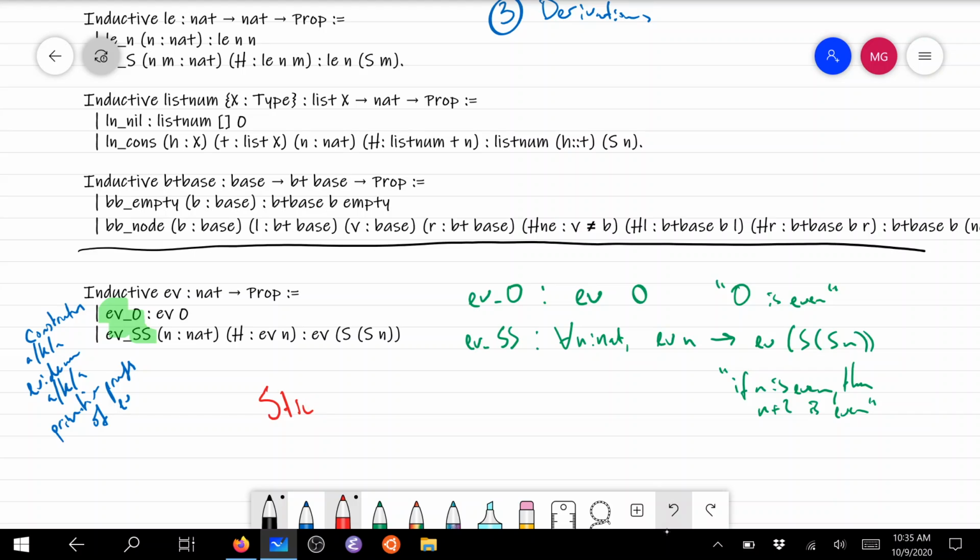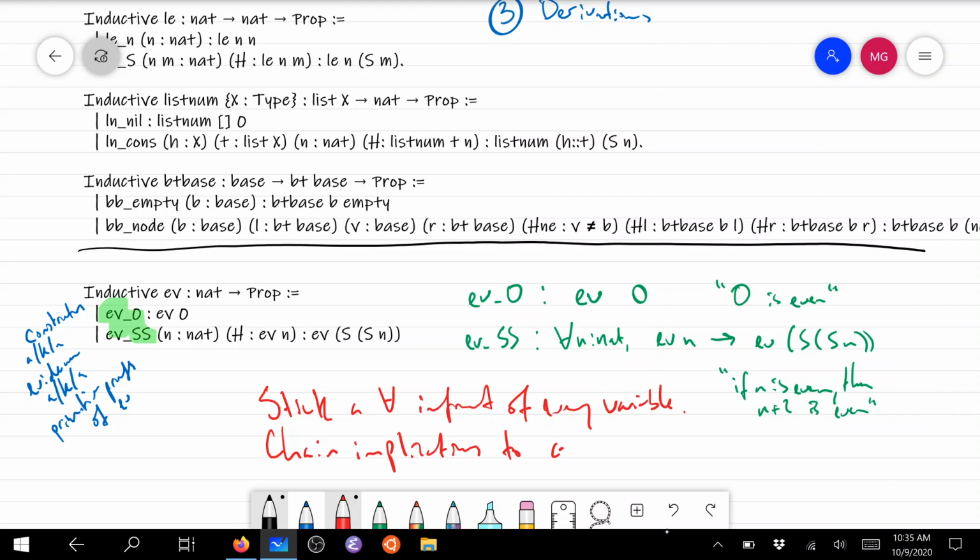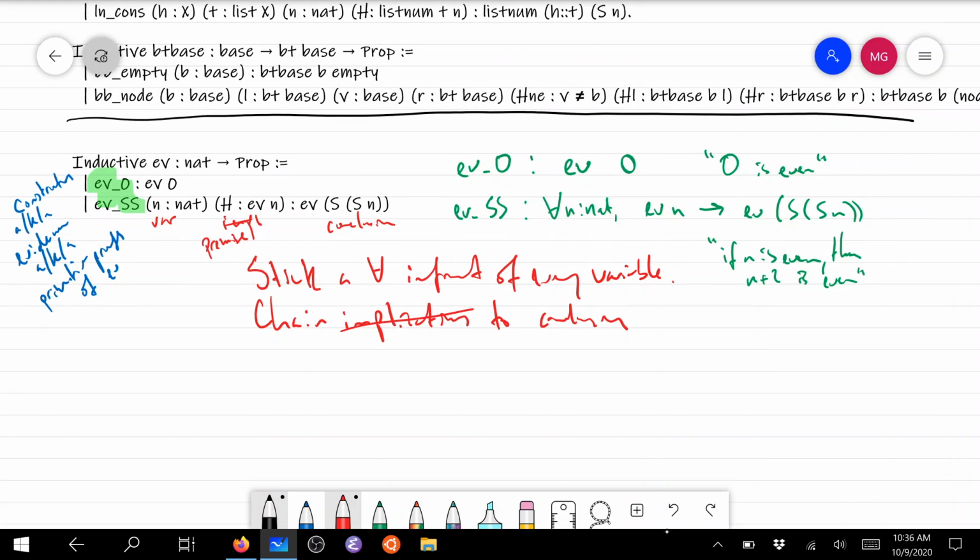You have to write all the letters. Stick for all in front of every variable. Chain implications to conclusion. So this is a variable, this is an implication, this is a conclusion. A better word for implication might be premise. I think that's a better way to talk about it.